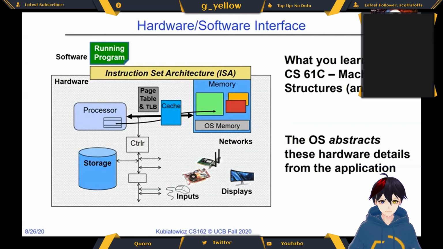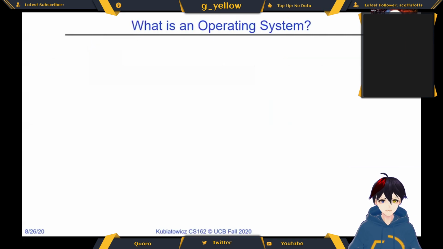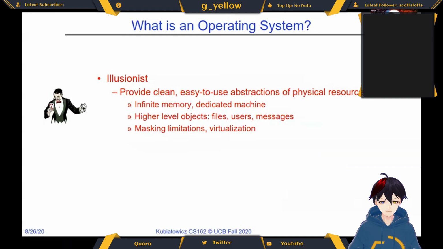Okay, so what is an operating system? So let's go through some things it does again. Let's try to maybe get an idea operationally. So one thing that I've started to talk about here is the fact that the operating system is an illusionist in some sense.